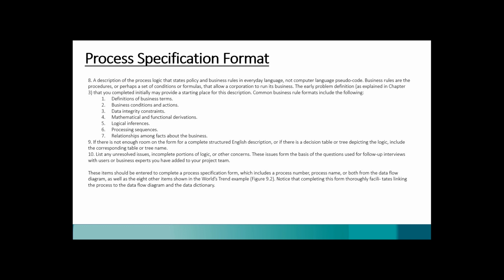Business rules are the procedures, or perhaps a set of conditions or formulas, that allow a corporation to run its business. The early problem definition, as explained in Chapter 3, that you completed initially may provide a starting place for this description. Common business rule formats include the following. Definitions of business terms. Business conditions and actions. Data integrity constraints. Mathematical and functional derivations. Logical inferences. Processing sequences. Relationships among facts about the business.